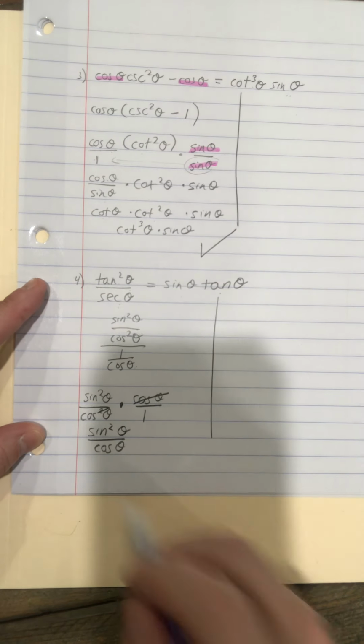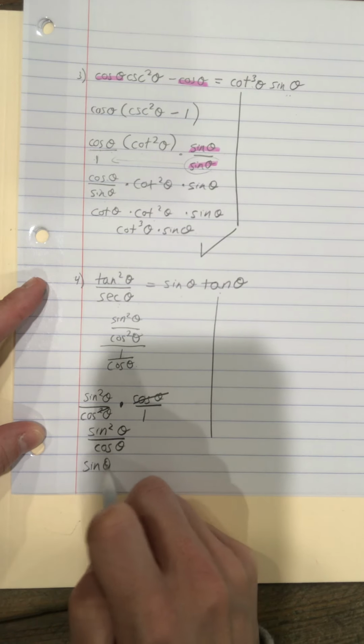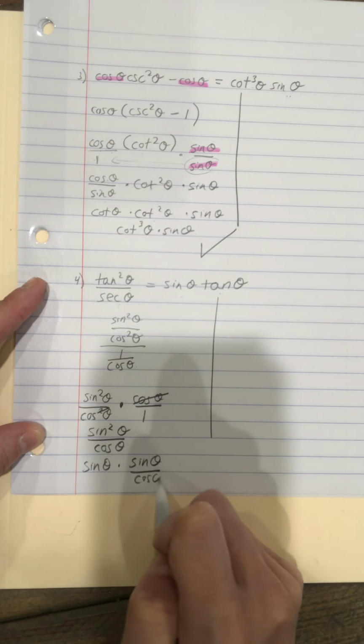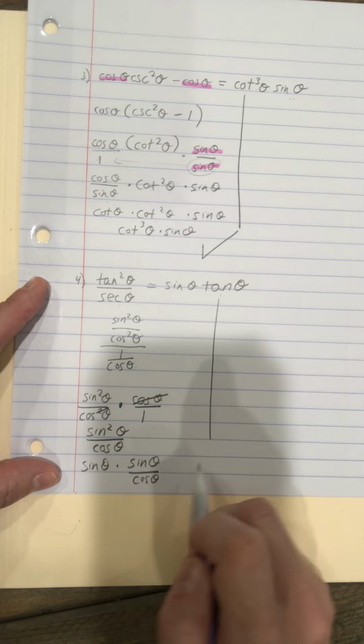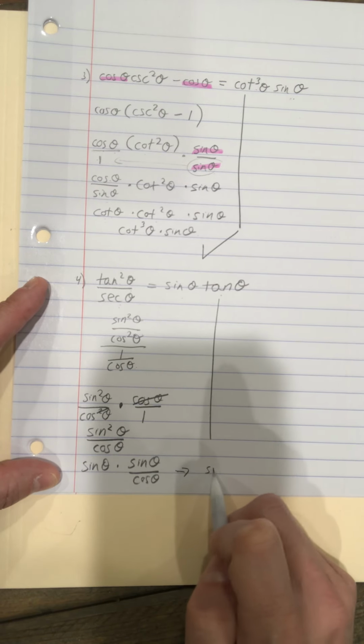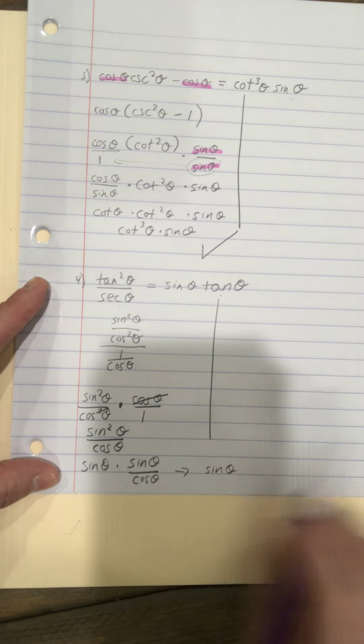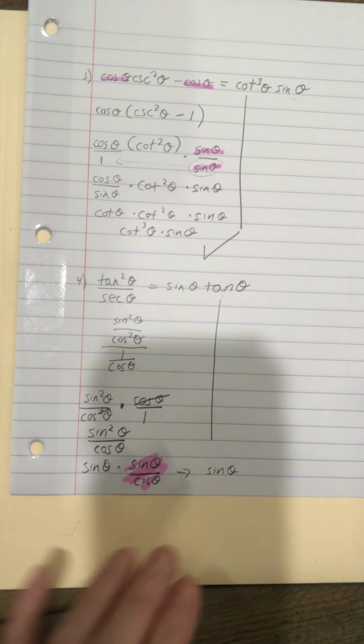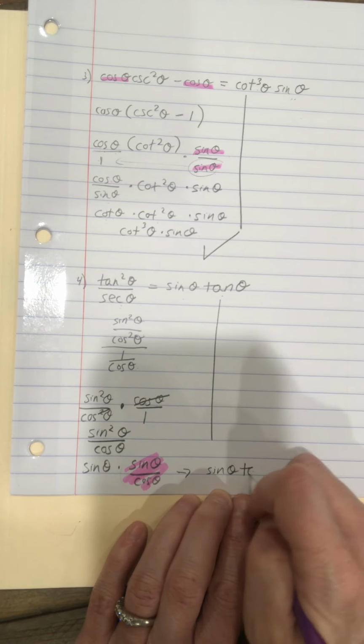Now be careful, that can be separated out because I want sine and tan. It can be separated into sine theta times sine theta over cosine theta, and that sine theta over cosine theta is the same as tangent theta.